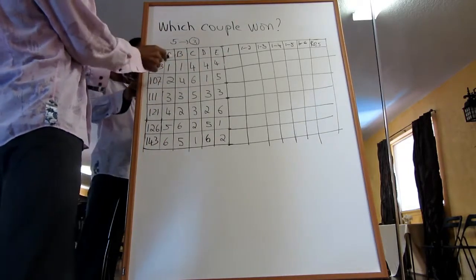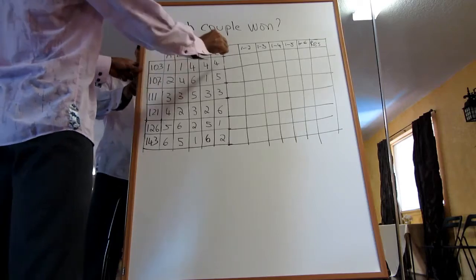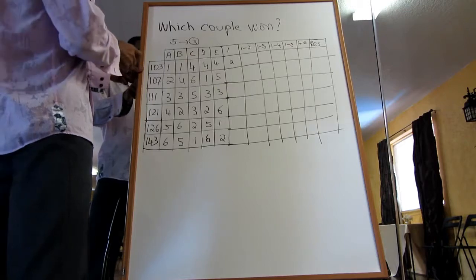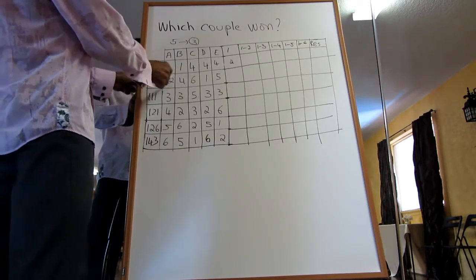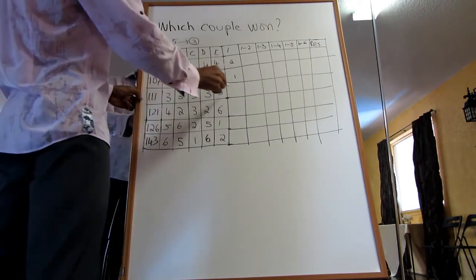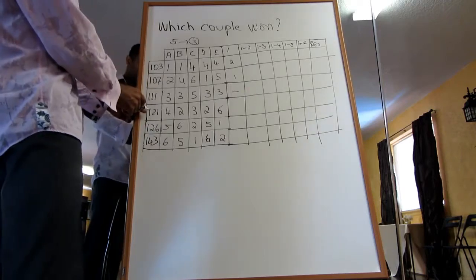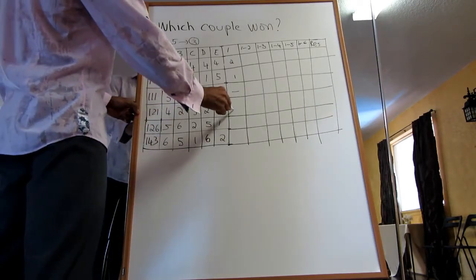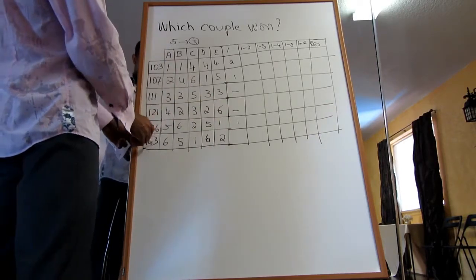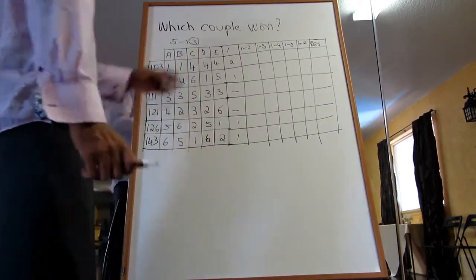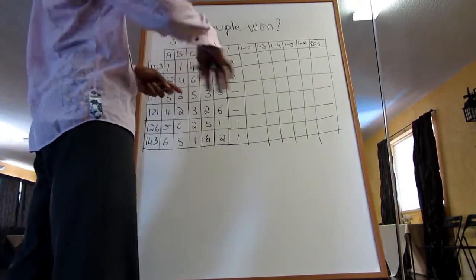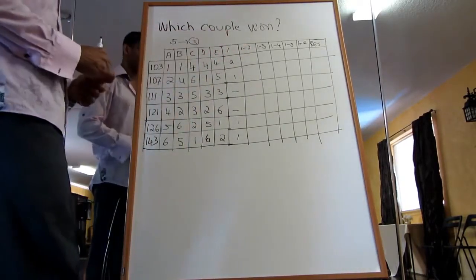Now we count the number of first places. Couple 103 has 1 and 2, so we put 2 first places. Couple number 107 has only 1 first place. Couple 111 has no first place. Couple 121 has no first place. Couple 126 has only 1, and couple 143 has 1. So nobody has a majority, and we cannot determine who won that dance. Therefore, we go to the next placement, which is second place.